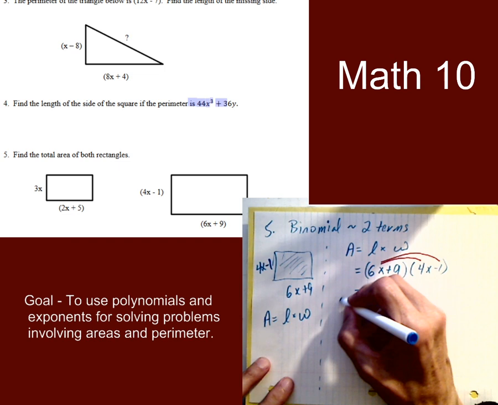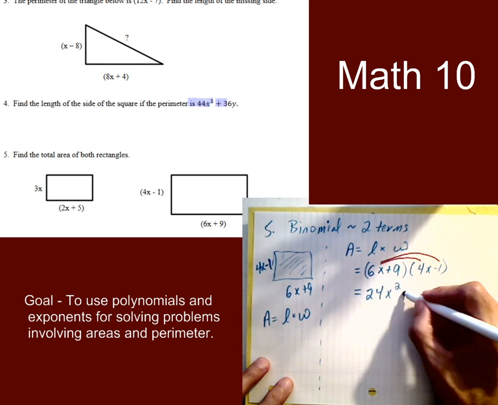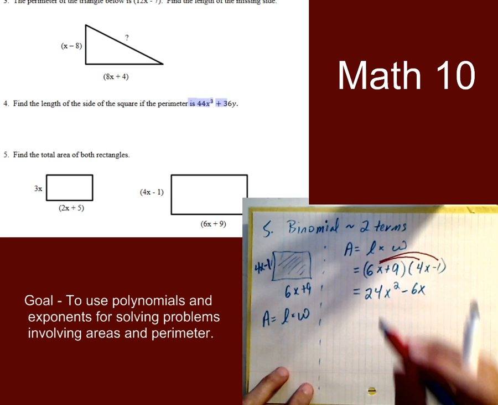So the area, we can leave A up there, equals, do the multiplying, 6 times 4, the first terms, that's 24. x times x, using exponents, gives x squared. Then the next is 6x times negative 1, that's negative 6x, because a plus times a negative creates a negative. Right on, the next two terms. Yeah, underneath, a little messy, but that's how it goes.